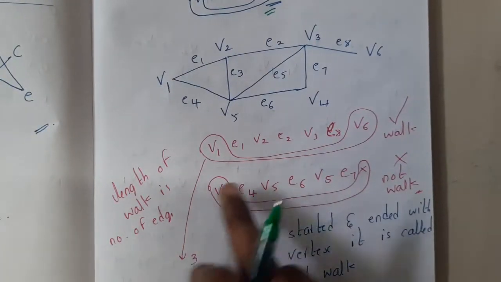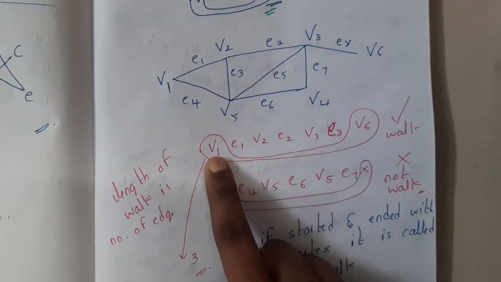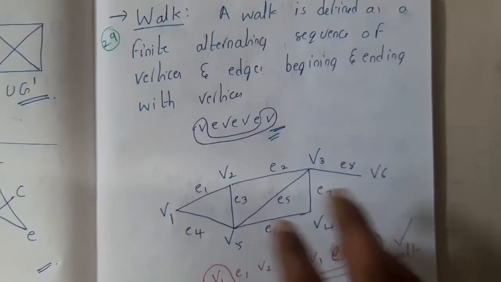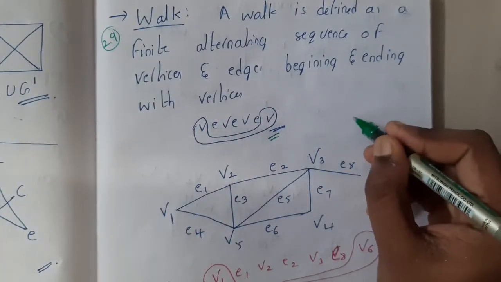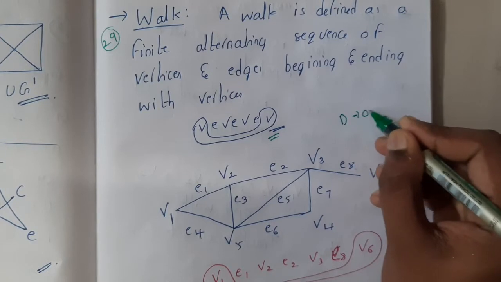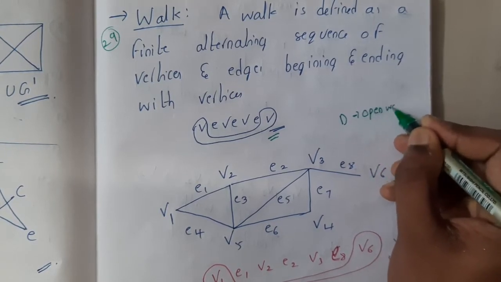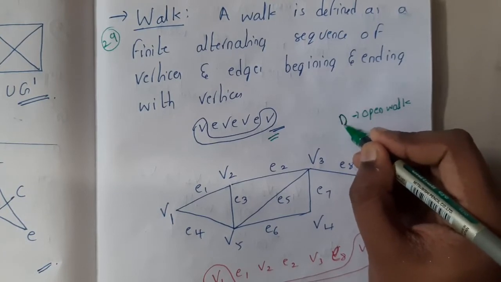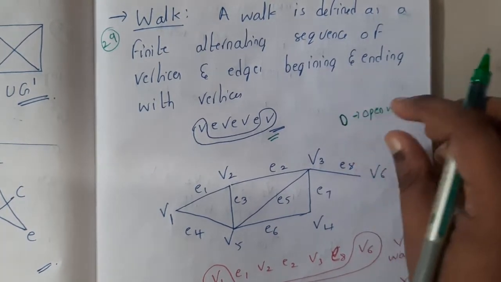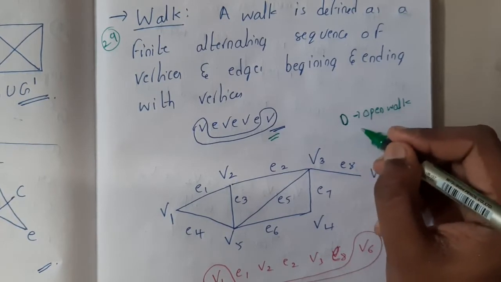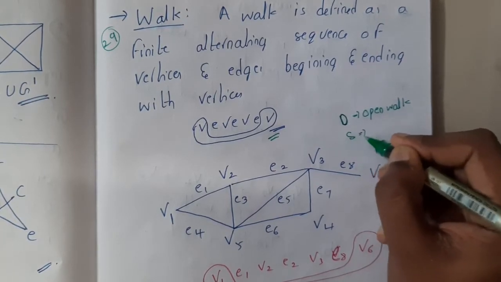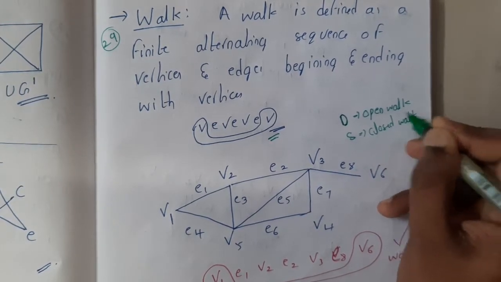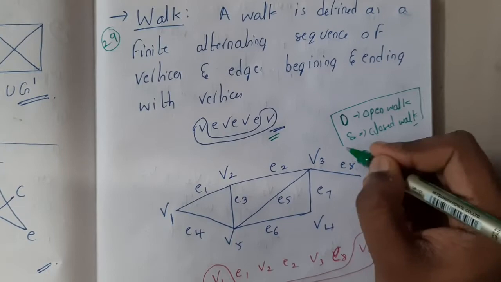So here I wrote some examples. To be clear, one more thing: if the starting and ending vertex are different, it is called an open walk. I think I did not write it, but for understanding it was really important. If they are the same, it is called a closed walk. That's important to learn, because in the next definitions you will use this terminology, like what is an open walk and what is a closed walk.